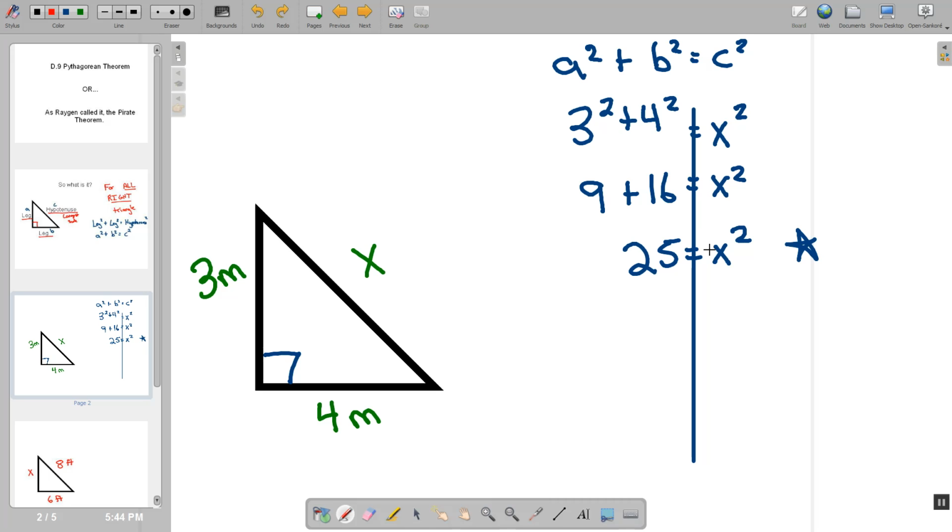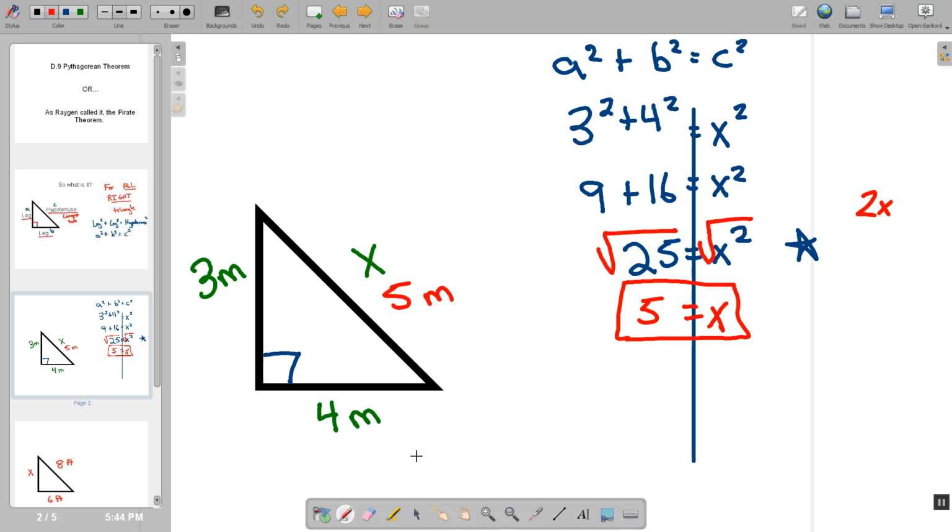In this part of an equation, you always do the opposite of whatever is with the x. So if this was 2x, you would divide by 2, right? But if it's x squared, the opposite of squaring is square root. Therefore, we then square root both sides. Well, the square root of x squared is just x, and the square root of 25 is 5. Therefore, x has to be 5 meters.